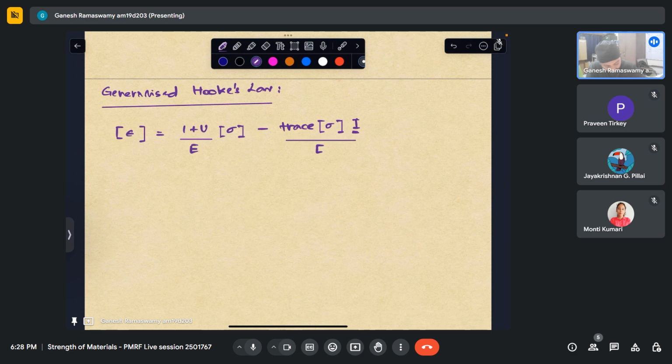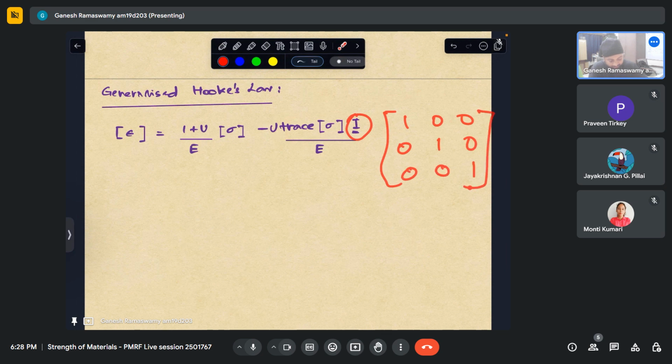Only here there will be a mu, minus mu by E. So 1 plus mu by E into the stress tensor, minus mu into the trace of sigma. The trace we know is nothing but sigma xx plus sigma yy plus sigma zz. We know what I is: 1 0 0, 0 1 0, 0 0 1. Rest of these are simple constants. We know what sigma xx is, so let me just write that out.